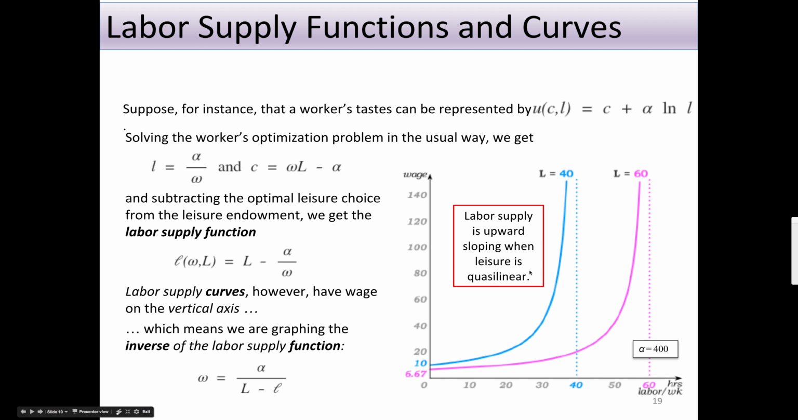Okay, so this came from quasi-linear. Remember the question I asked you about 5 minutes ago, what will happen to labor supply when leisure is quasi-linear? We showed mathematically, coming from a quasi-linear utility function, that labor supply is always upward sloping.